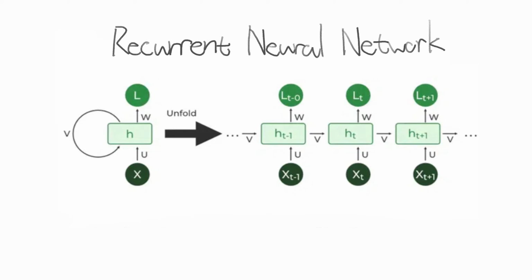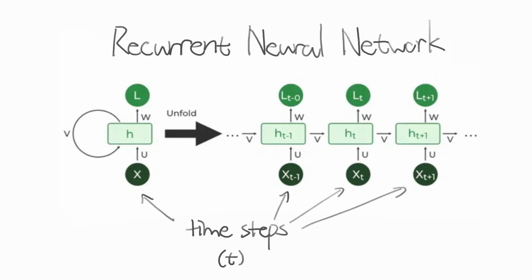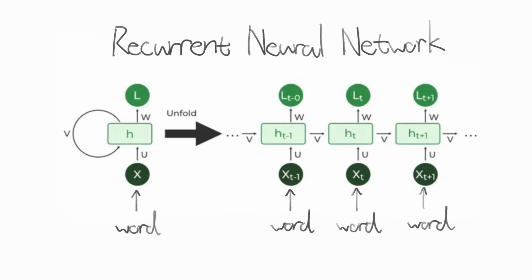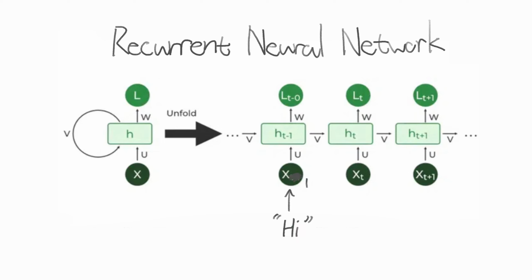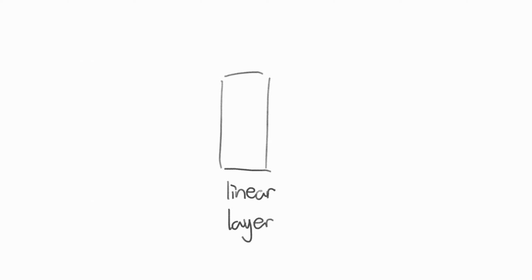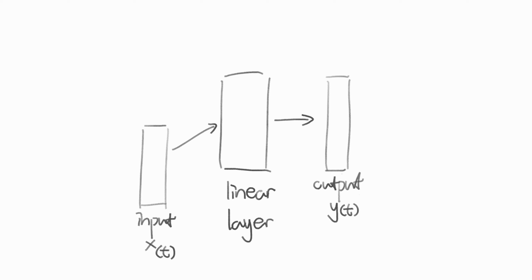This is where recurrent neural networks come in. They achieve this by introducing the concept of time steps, which I'll denote as t, where each word in the sequence corresponds to a specific time step. For example, in "Hi, I am Bob," Hi is at time step t=1, I at time step t=2, and so on. Normally for a linear layer, when given some input vector x at a time step t, it'll propagate through the linear layer and get back an output vector, y at time step t.